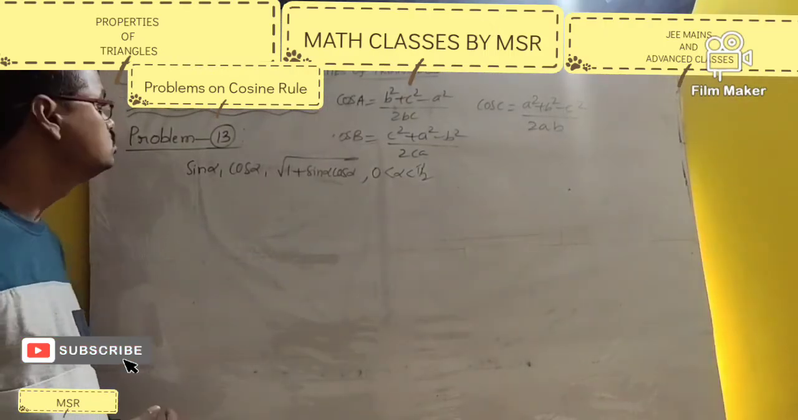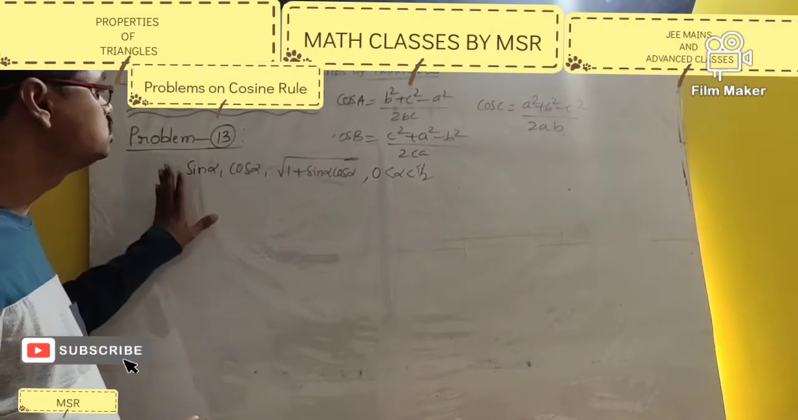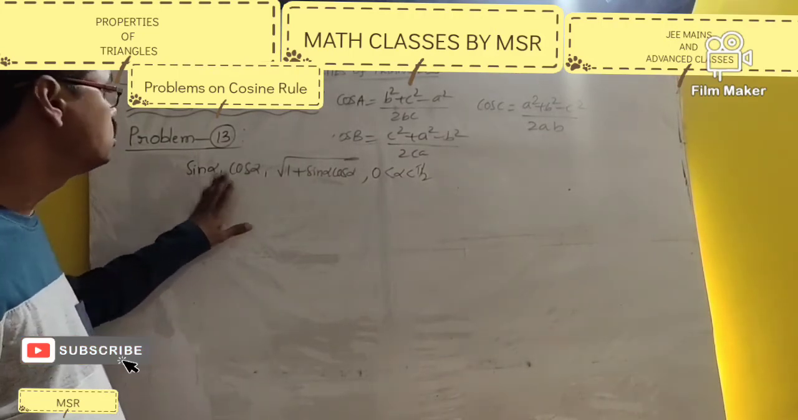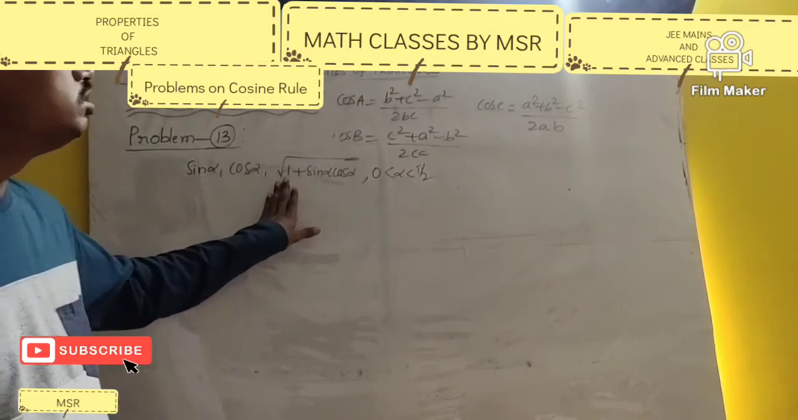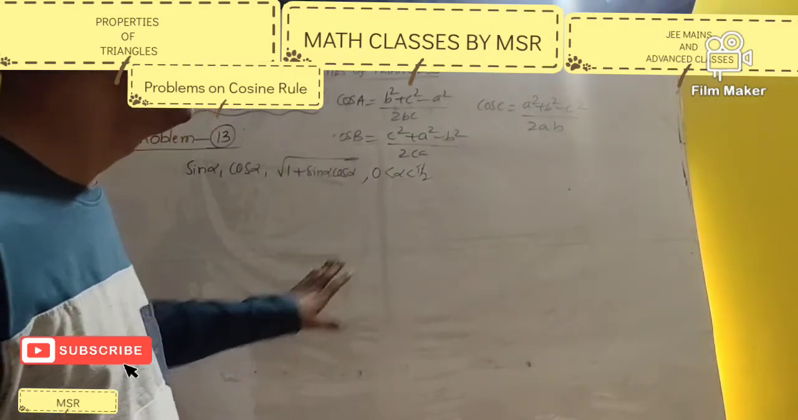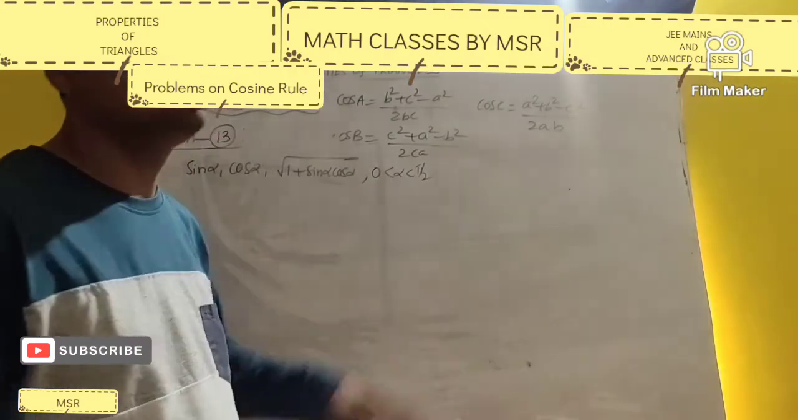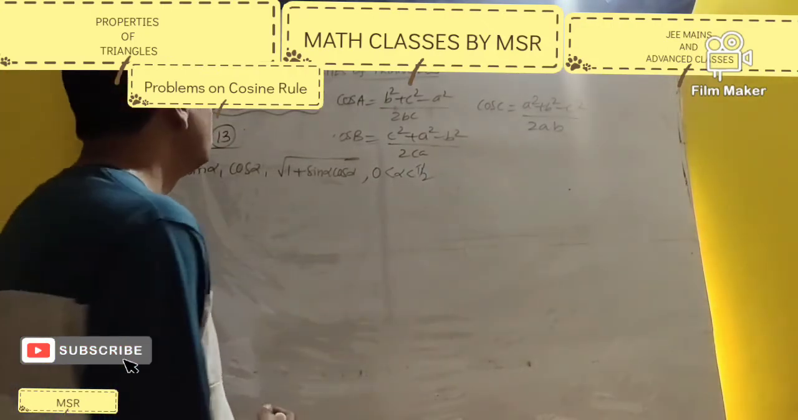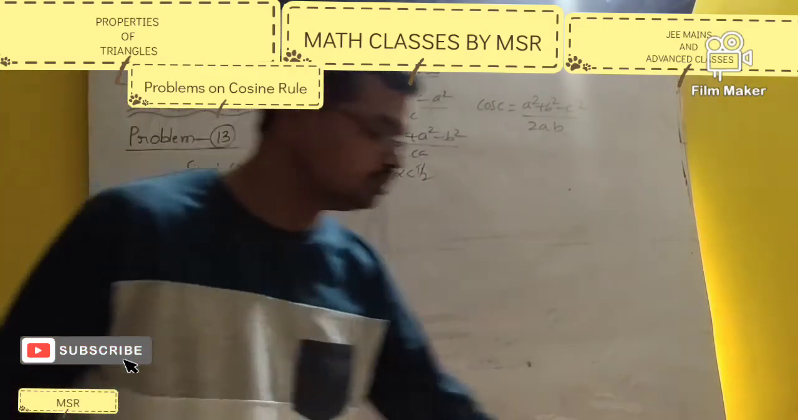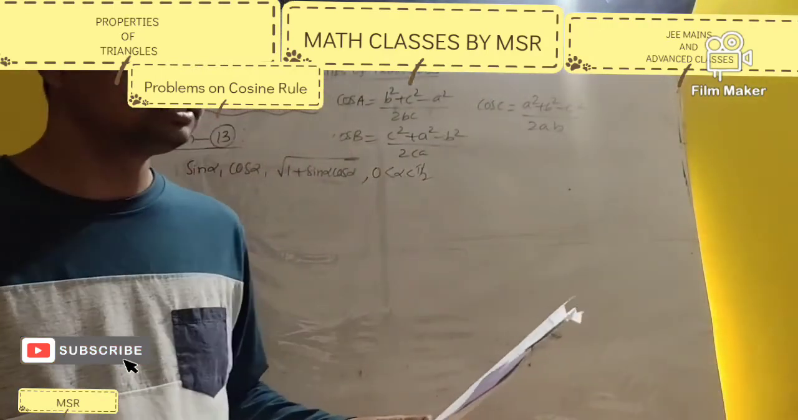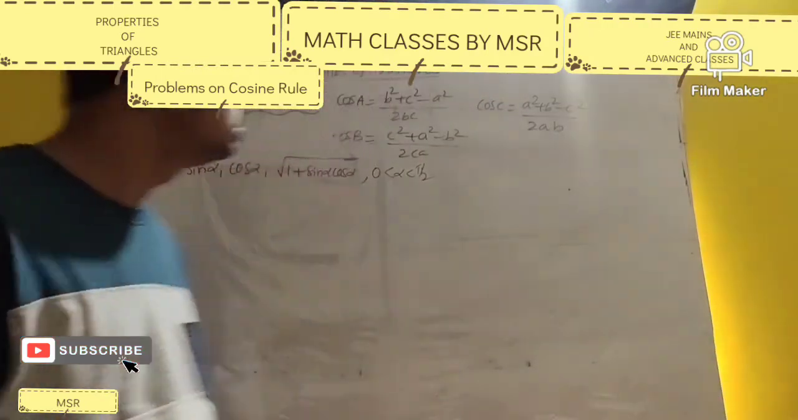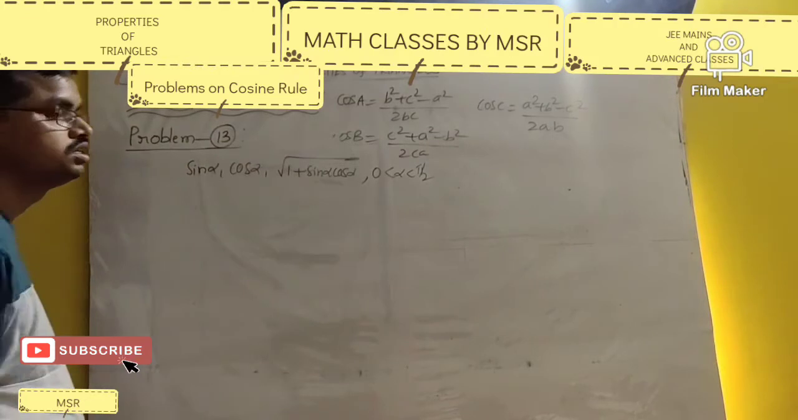Now listen to the next problem. The sides of the triangle are given as sin alpha, cos alpha and square root of (1 plus sin alpha cos alpha), and alpha is between 0 and pi by 2. We have to find the greatest angle of the triangle.